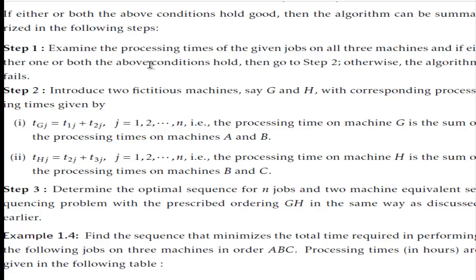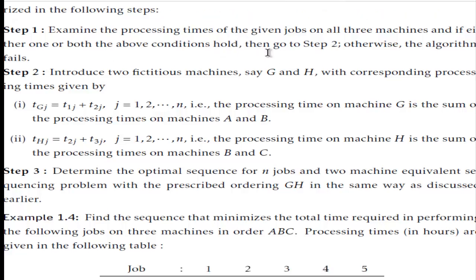The first step is to check whether this condition is true or not. If the condition from above is true, then I can go to the second step. If it is not true, then the algorithm fails; this algorithm cannot be applied to this problem. Then we introduce two fictitious machines, say G and H, with corresponding processing times obtained by adding the two. So T of G of J will be T of 1 of J plus T of 2 of J.